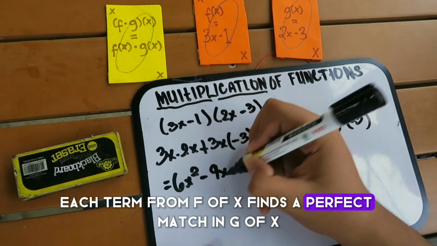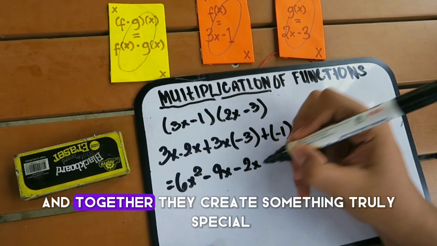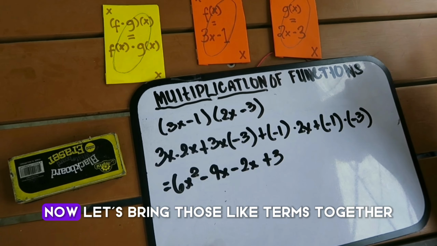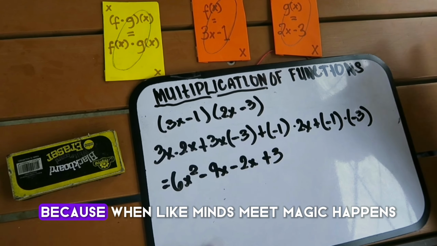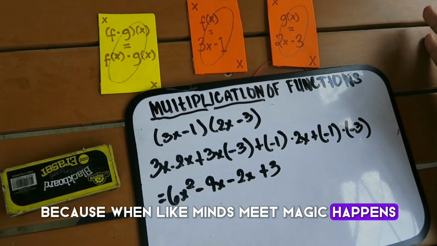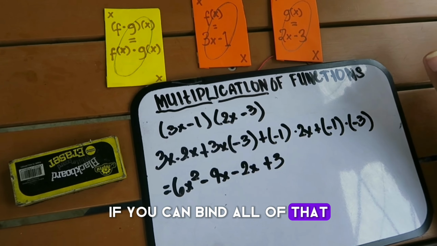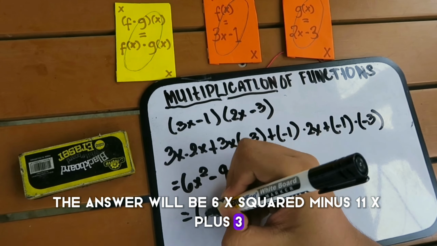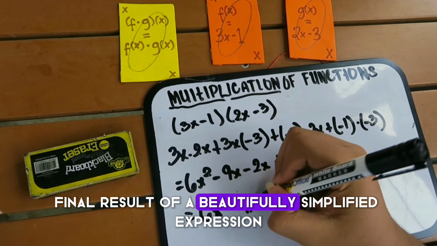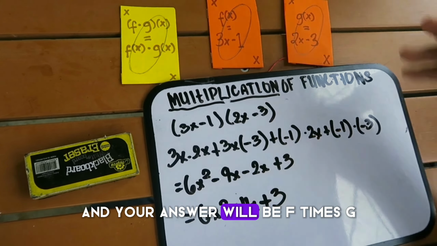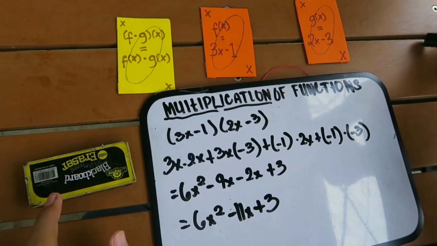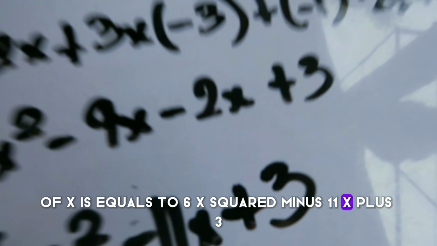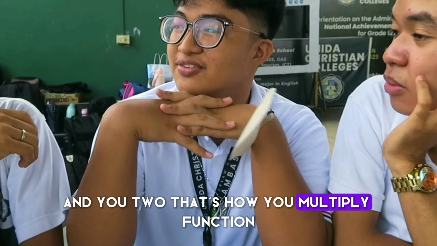Each term from f of x finds a perfect match in g of x, and together they create something truly special. Combining like terms. Now, let's bring those like terms together because when like minds meet, magic happens. If you combine all of that, the answer will be 6x squared minus 11x plus 3. Here is the final result of the simplified expression: f times g of x equals 6x squared minus 11x plus 3. And that's how you multiply functions.